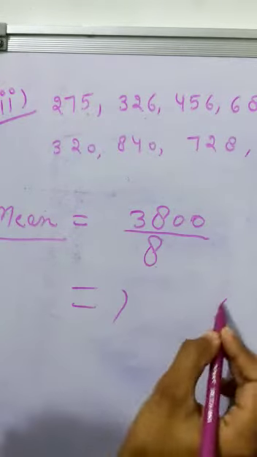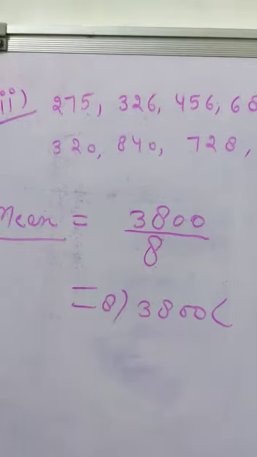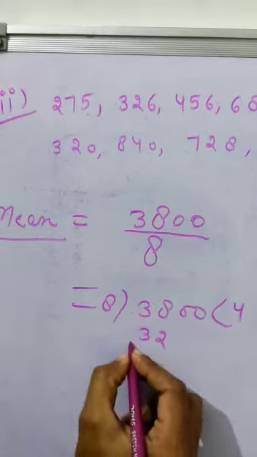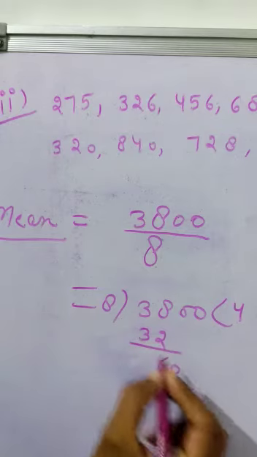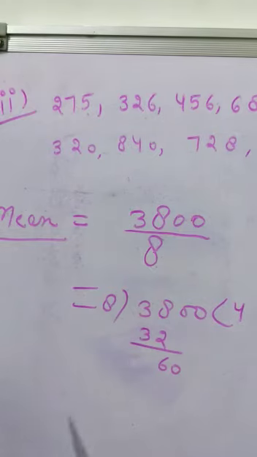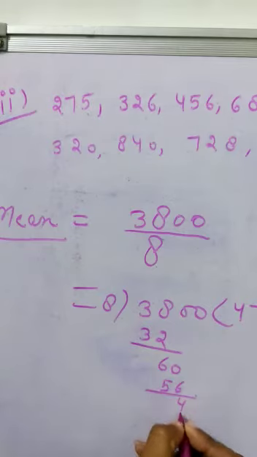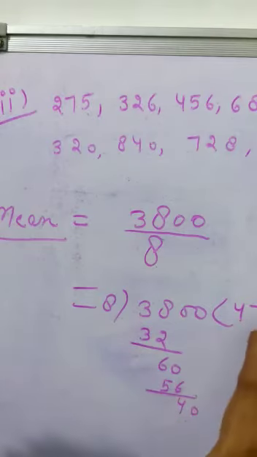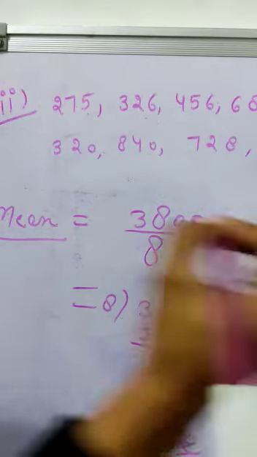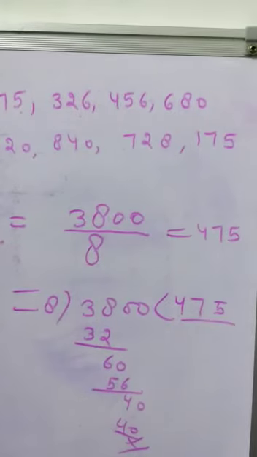So simply you will divide it. How can you divide? 8 4s are 32. Then what will you do? 8 7s are 56. 4 is the remainder and the 0. 8 5s are 40. So what is the mean of these numbers? 475. So in this way you can find out the mean in every question.